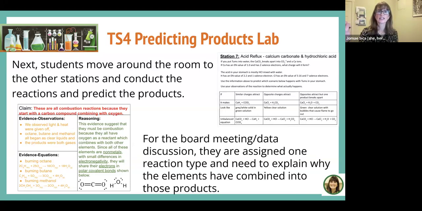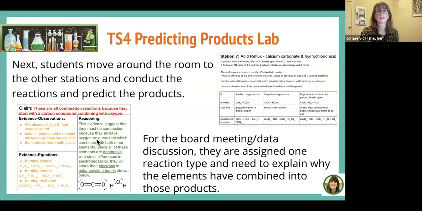Once they're done collecting all of their data and predicting their products for the reactions, at this point you would assign each group in your room to creating a board for the board meeting. We usually do this on whiteboards, or you could do it on Google Slides as well. They create a board like we see down here. This is the example board on the combustion, about what the reaction type is, observations associated with that reaction type. The evidence is the different types of reactions that they've predicted the products for.